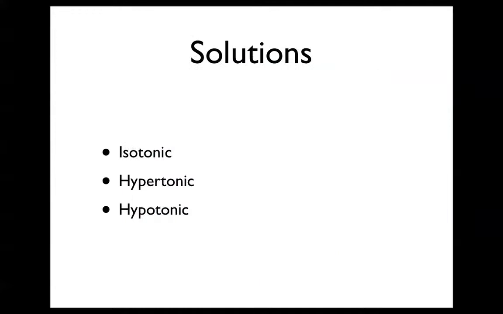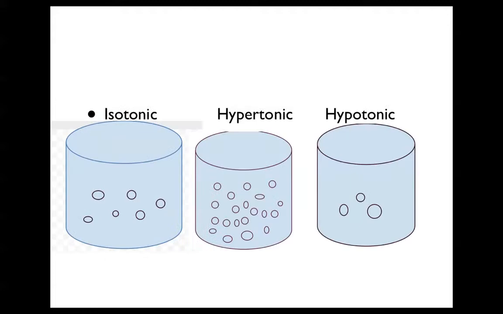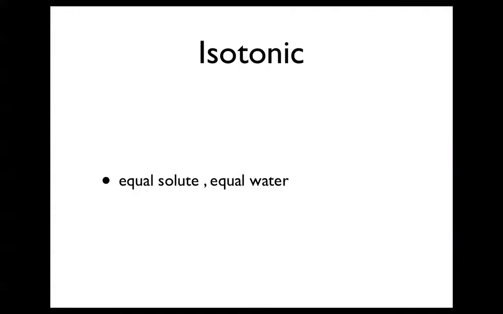There are three types of solution: isotonic, hypertonic, and hypotonic. First of all, an isotonic solution has, as you can see in the picture, the same amount of water and the same amount of solute. Hypertonic has more solute and less water. Hypotonic has less solute and more water. Isotonic solution has equal solute and equal water.